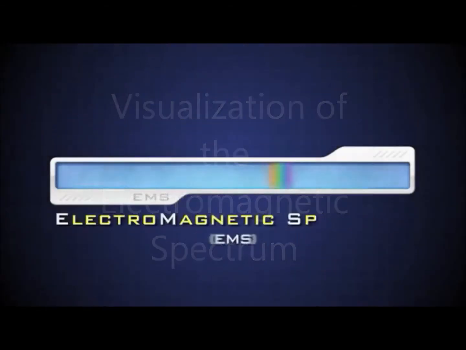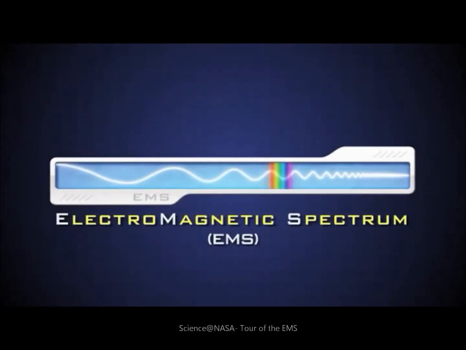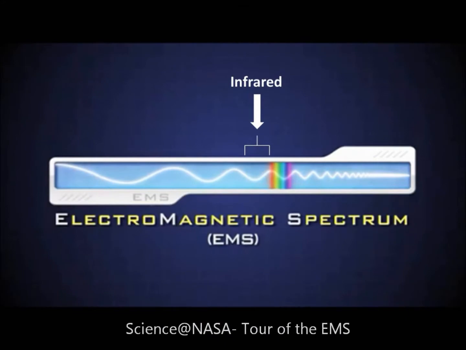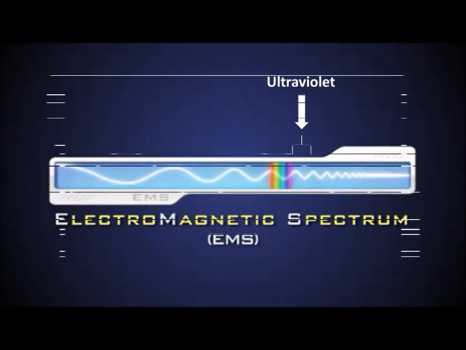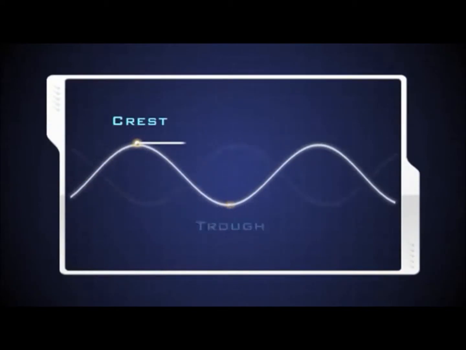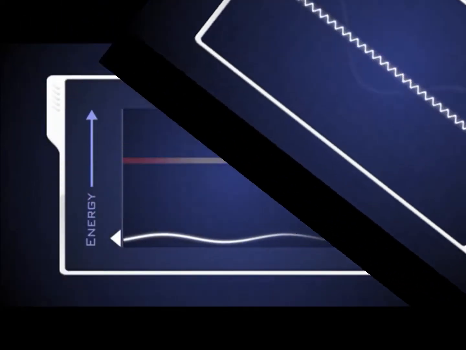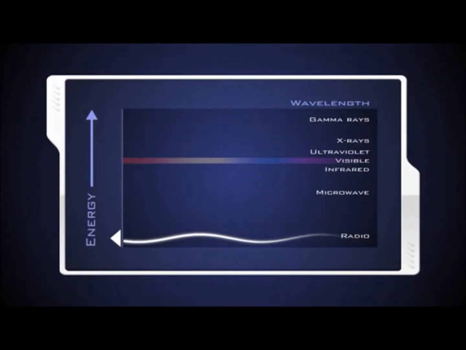This is the electromagnetic spectrum. The visible range can be divided into infrared, visible light, and ultraviolet light. Light is classified by its wavelength. The wavelength is a measure of a wave from crest to crest in nanometers. The electromagnetic spectrum ranges from radio waves all the way to gamma rays.